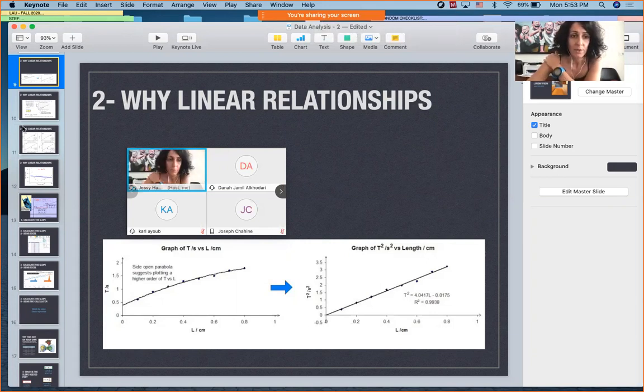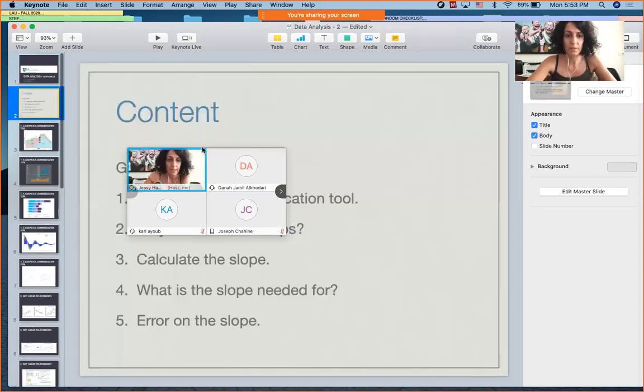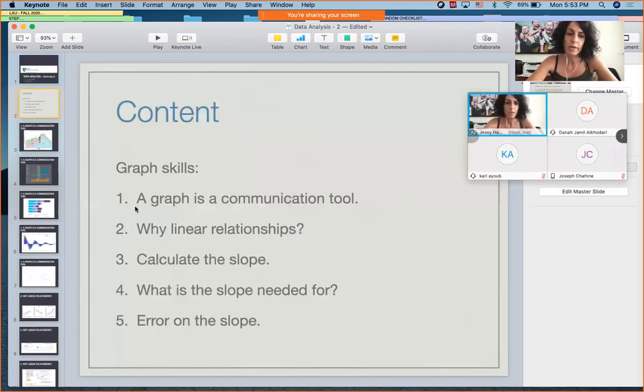So back to our content. A graph is a communication tool, done. Why linear relationships and how to make any relationship become linear? How do we calculate the slope? And what is the slope needed for? What does it represent? Now, concerning the error on the slope, your class is required to know how to do this, but it's not a very important requirement. So I'm going to see how much I can postpone it, and if I can remove it from our outline, I'm going to check with the course coordinator. I don't want you to worry about it, okay?